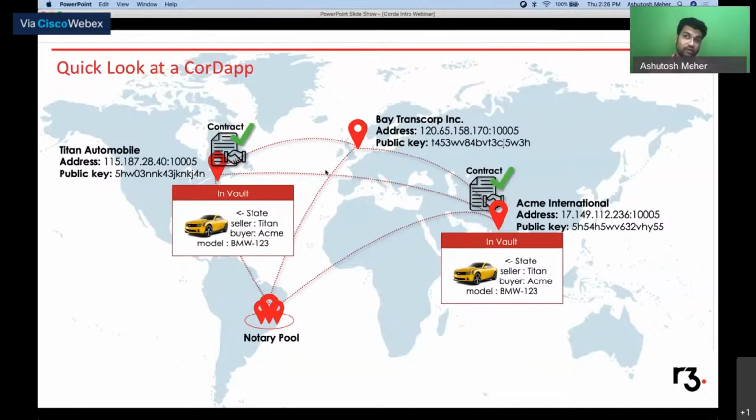So the first component is your asset, which is represented by the state object. Then we have contracts. Now, what exactly are contracts? Well, you have the state, but this state as such needs to evolve. Whenever there is a sale, the owner of the state would change, right? When Titan is owning this vehicle, there would be an owner field which says owner equals Titan Automobile. And then when he sold it to someone like Acme International, that owner field will change and become Acme International, which represents that Acme is the current owner of your vehicle.